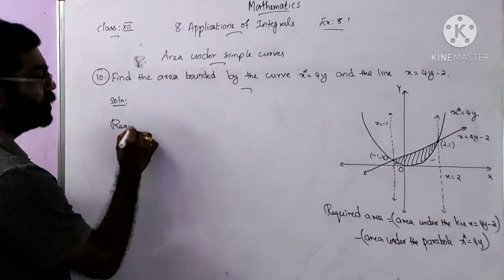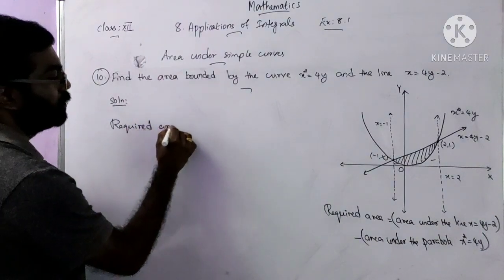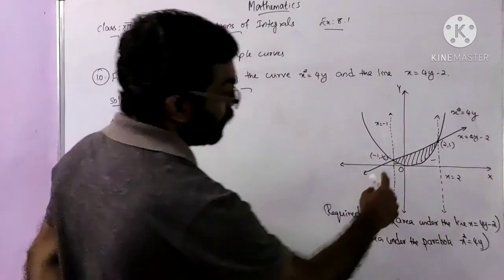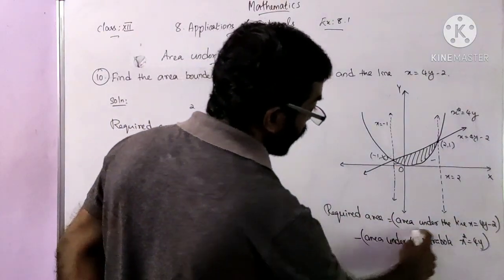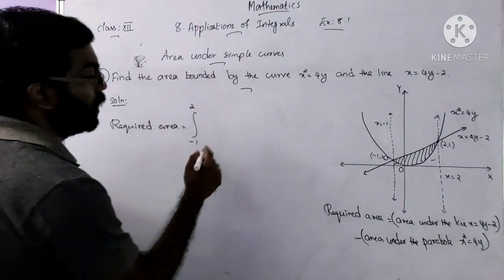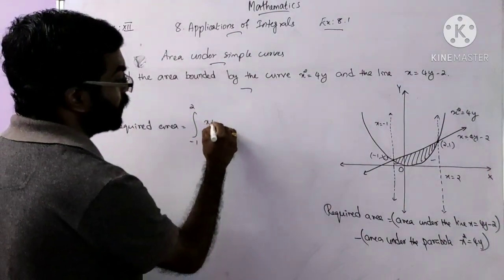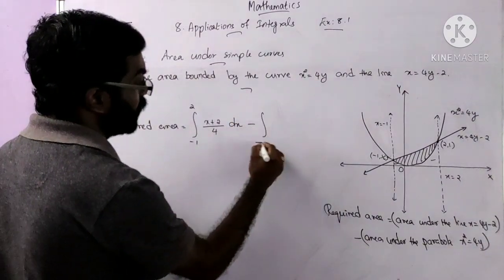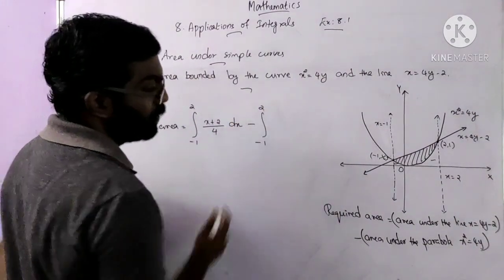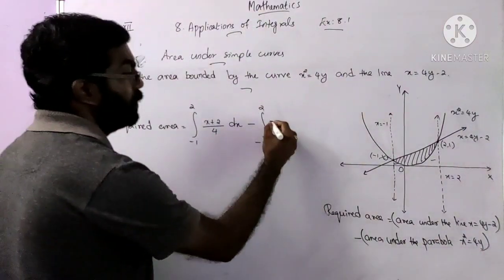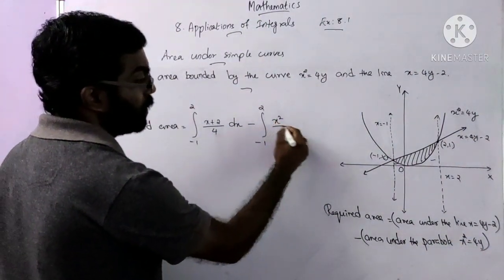So required area is equal to integral minus 1 to 2 y dx. So minus 1 to 2 y dx means area under the line x equal to 4y minus 2, and the corresponding y value is x plus 2 divided by 4, dx. Then minus integral minus 1 to 2. Here the y value is x square by 4, area under the parabola. So x square by 4 dx.